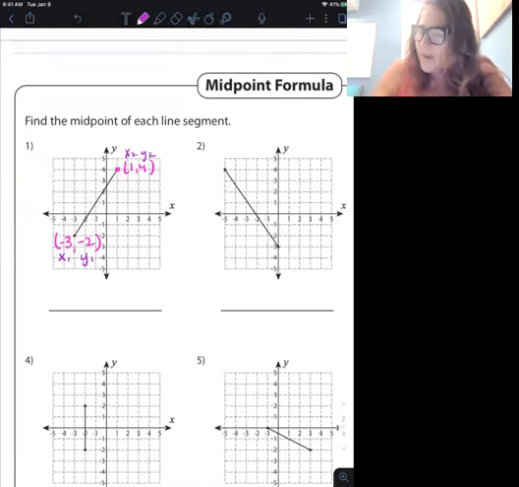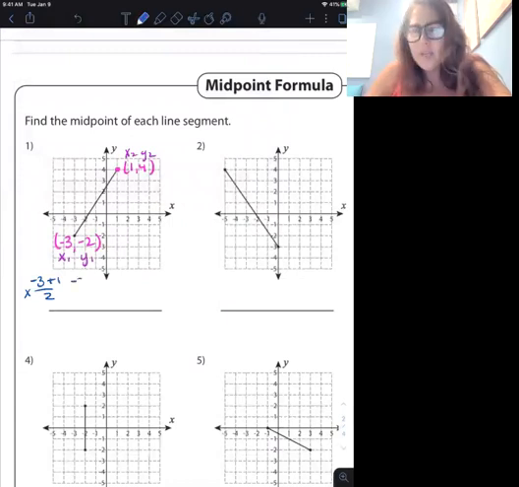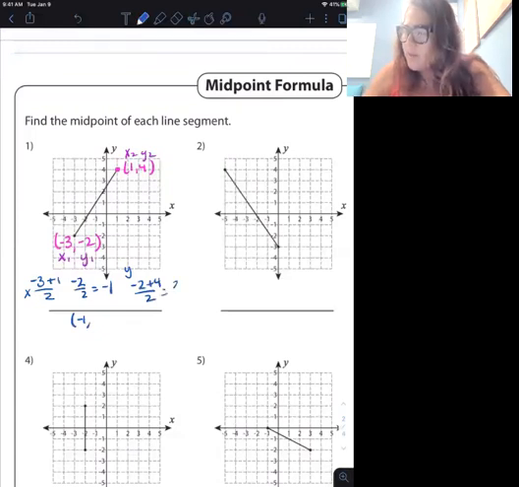So let's do that. I have -3 plus 1 divided by 2. Those are my x's right there. That gets me -2/2, which I'm going to reduce to -1. So there's the first one, it's -1. My second value, let's do the y's. I have -2 plus 4 divided by 2. That equals +2/2, which equals +1. So my midpoint is -1, 1. And I can graph that, it's right there. That's the midpoint between the two endpoints.